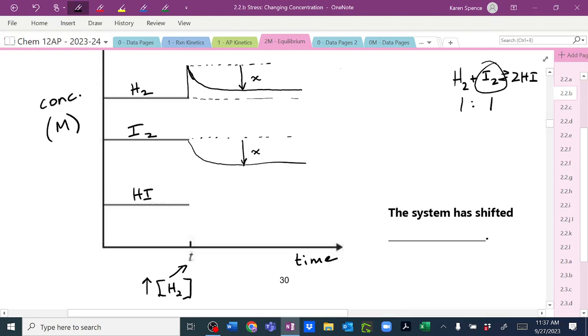So now I want my HI. It's going to have to go up by, and I usually do it like this because I like to be able to see where it should end up. I need to go up by 2X. So it's going to end up here. And I need to hit my new equilibrium about here. So I need to be flattening there.